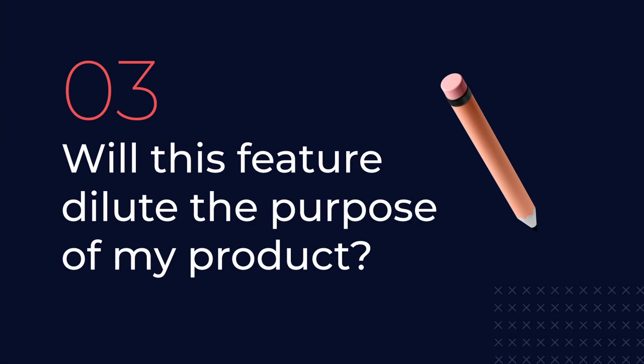3, will this feature dilute the purpose of my product? In other words, if your app does one thing well, like edit video, and you add a feature that's completely unrelated, like a social media feed, you run the risk of diverting attention from what your app does well by adding things that you'll never do as well as other companies. As a general rule, your app should solve one problem and solve it well. And if you try to do too many things, you're just cluttering your front yard.